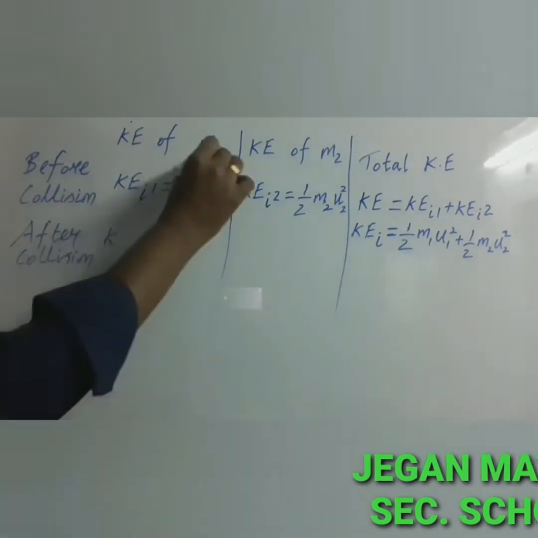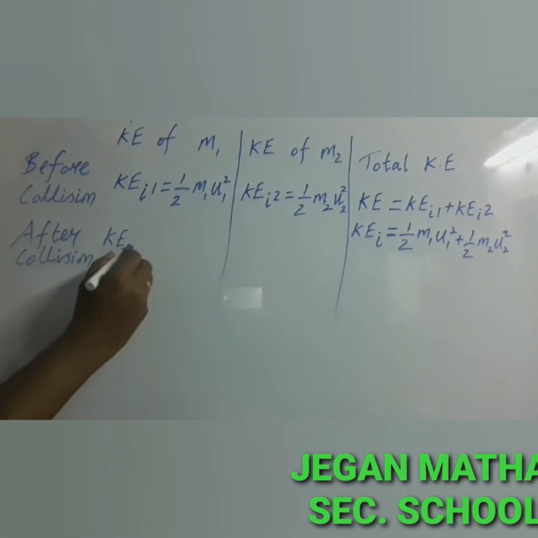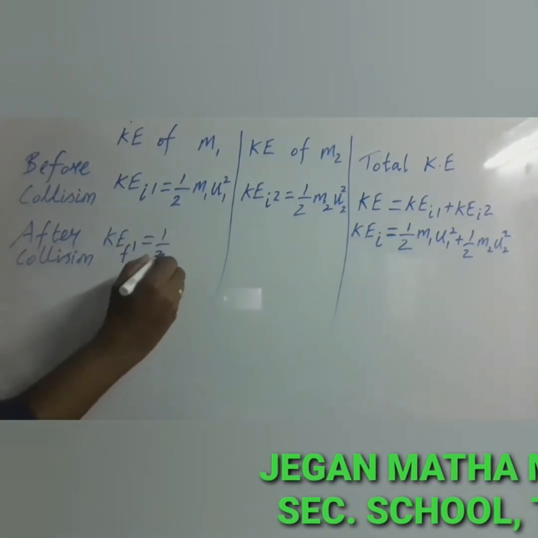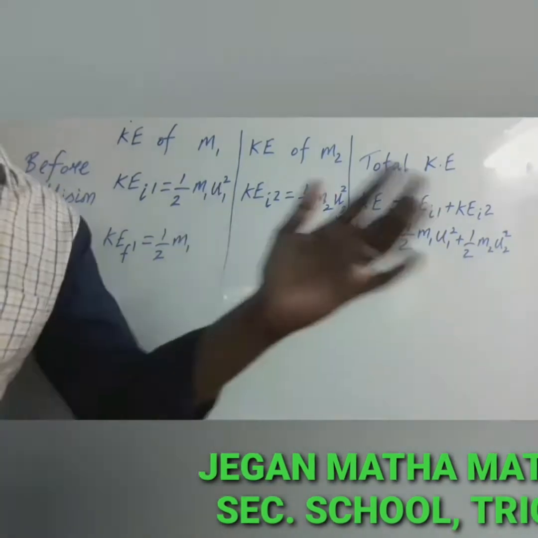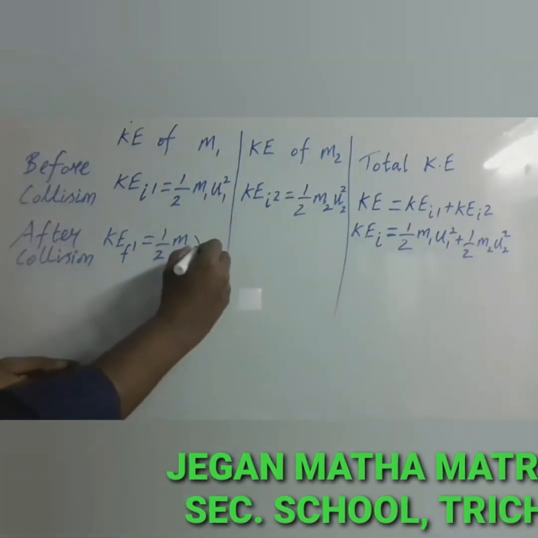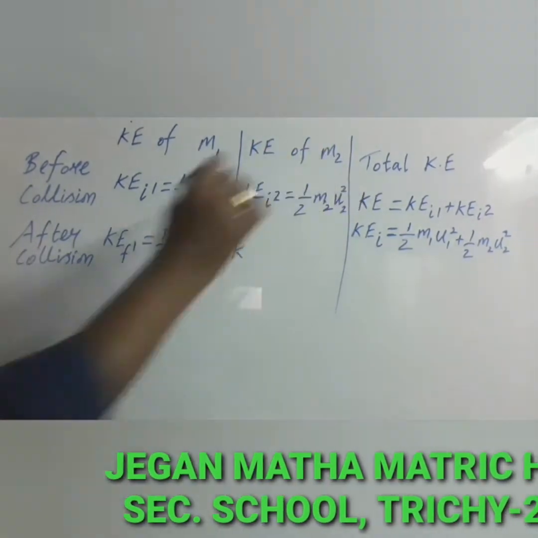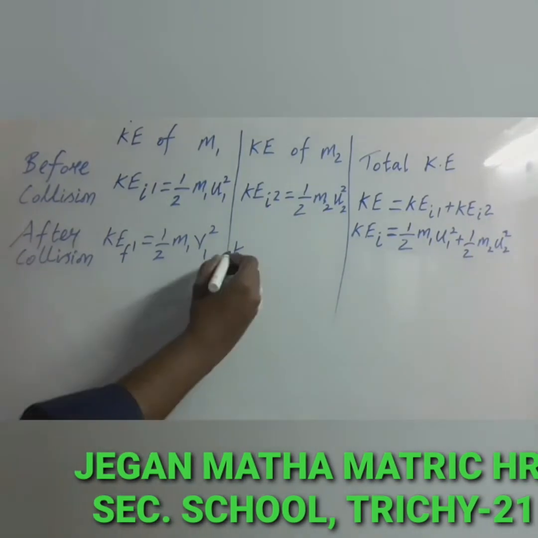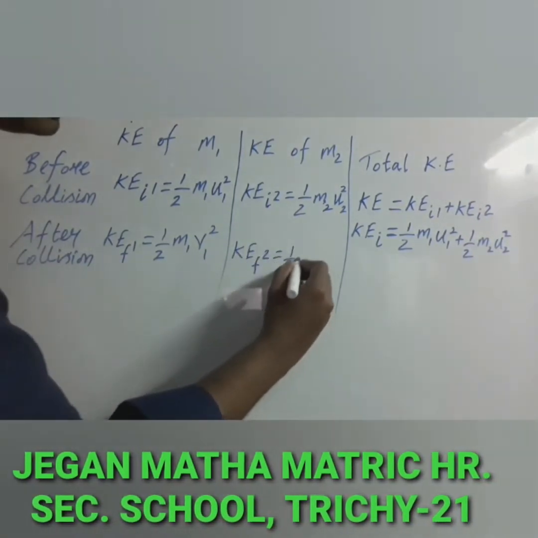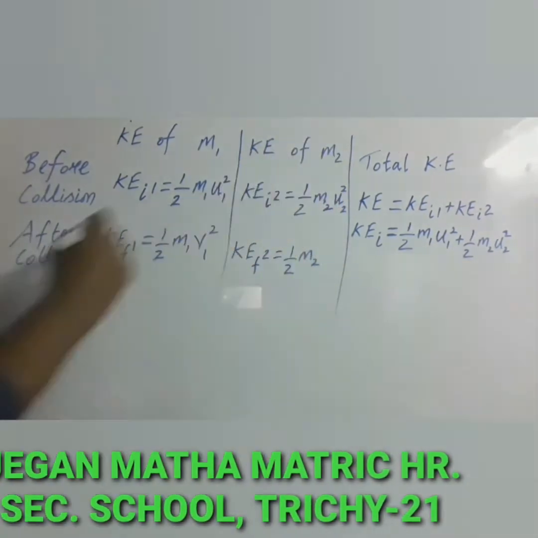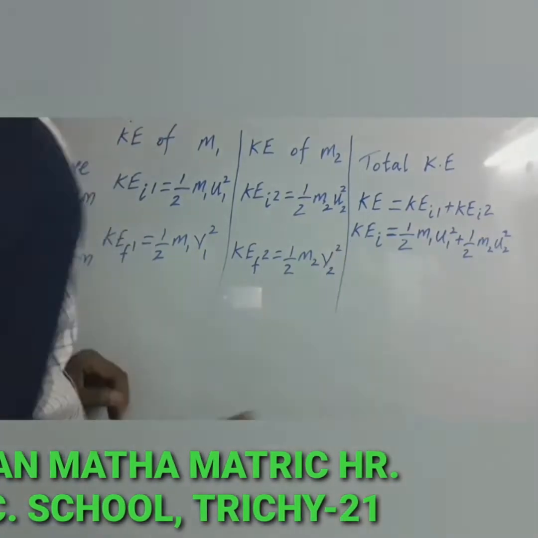So kinetic energy of the m1 after the collision. What is the expression? KE1 is equal to 1 by 2 m1 after the collision. We have discussed already that it moves with the final velocity v1. So v1 square. Likewise, kinetic energy of the m2 after the collision. What is the expression? Kinetic energy KE2 is equal to 1 by 2 m2 after the collision. It is moving with the final velocity v2. So v2 square.